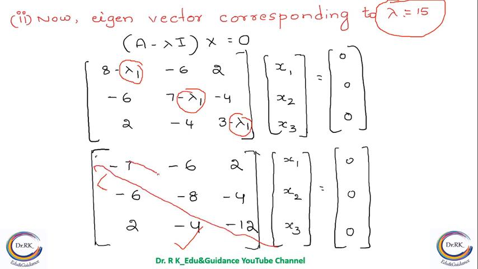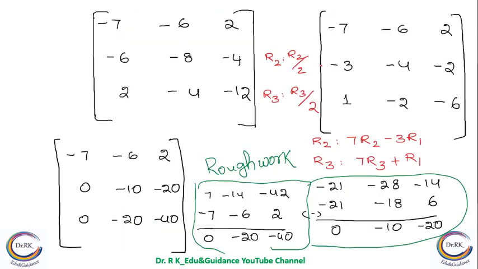Right? So this is the principal diagonal. So we have to use appropriate row operations to make these elements as zeros, right? Okay. So these are the operations. So initially to reduce the larger numbers, divide R2 by 2 and R3 by 2. These are what we got. Now making these as zeros. So by using this operation, R2 equal to 7R2 minus 3R1. R3 is 7R3 plus R1.